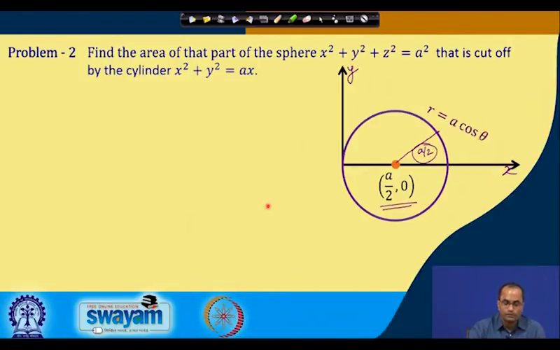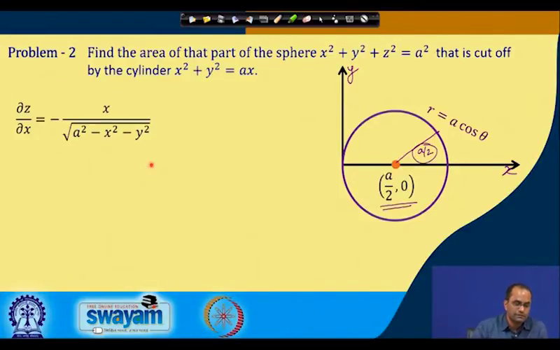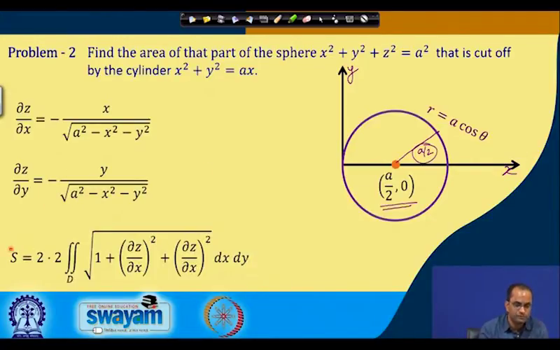So, now from the last lecture also we have seen that r is equal to a cos theta is also the polar equation of this circle, which may be required in our computation. So, here we need to compute again zx, which we have evaluated in the previous example, and also zy, and we want to get the surface here for this sphere which is cut off by the cylinder. So, again here we have 2 times, because this sphere will have 2 parts, the upper one and also the lower one, and this is cut by this cylinder here.